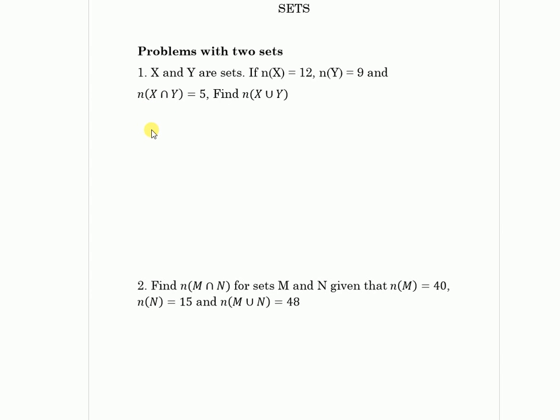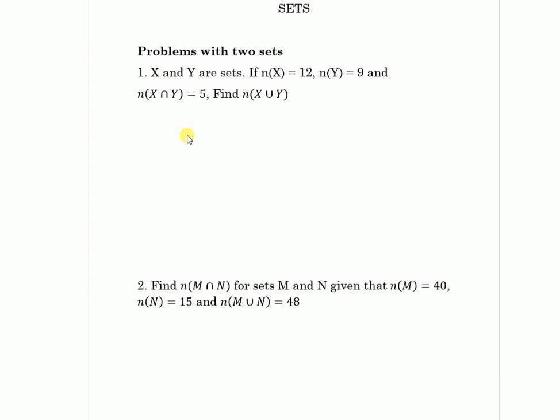Number one is saying that x and y are sets. If number of elements in x equal to 12, number of elements in y equal to 9, these are sets. Number of elements in x intersection y is equal to 5. Intersection means existing in both sets. So you have that 5 elements are existing in both set x and set y.